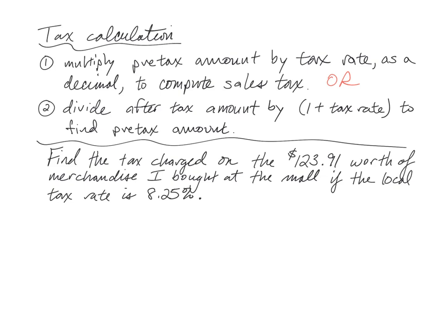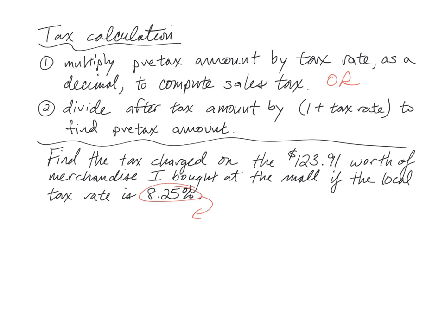So I'm going to time out right there. We'll get to number 2 here in a second, but I want to stop right there. So what this means is that in order to find the tax charged on the $123.91 worth of merchandise I bought at the mall, I would take the $123.91 worth of stuff I bought and multiply it by the tax rate, as long as the tax rate is a decimal. So in order for this to work in math, as I've been saying, we have to take the tax rate and change it into a decimal.